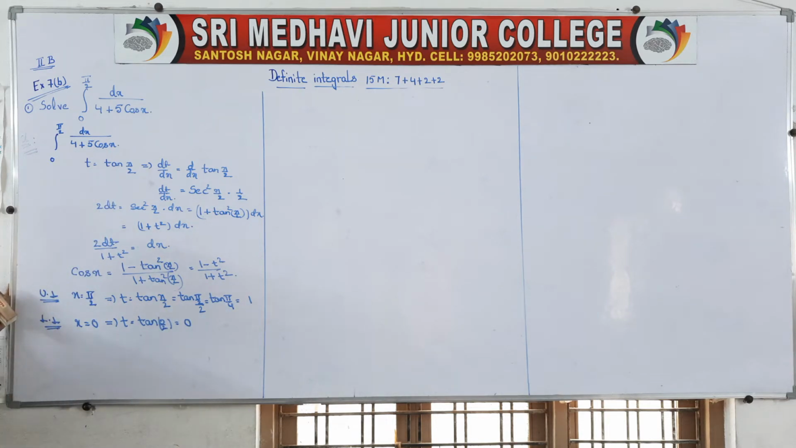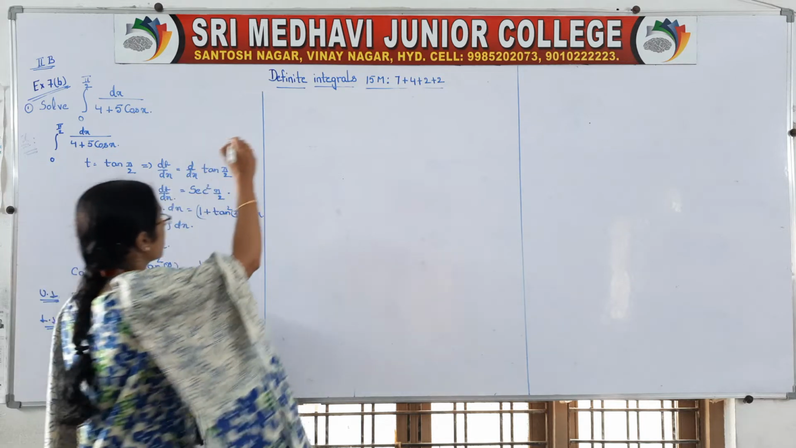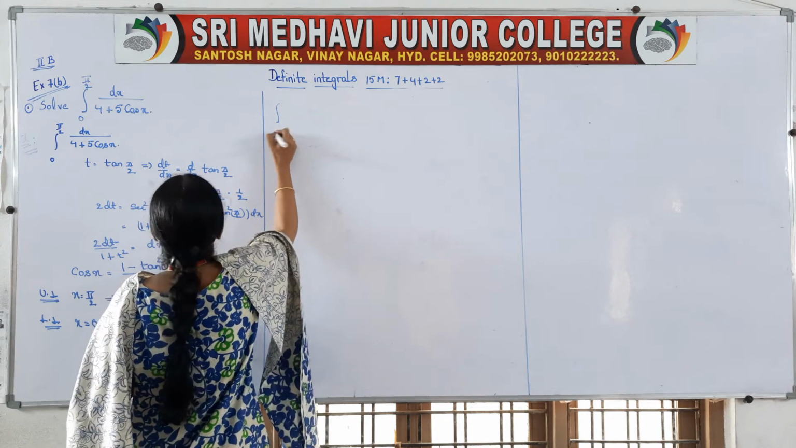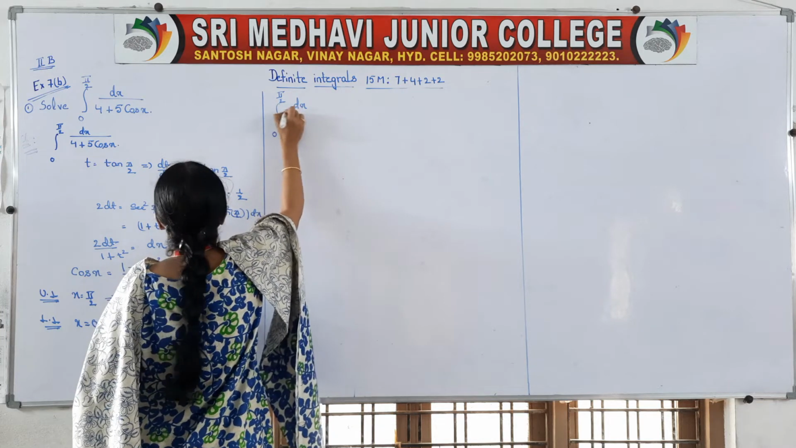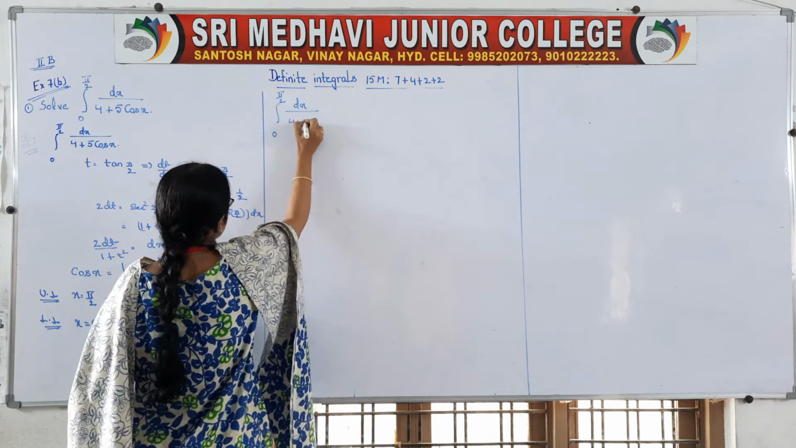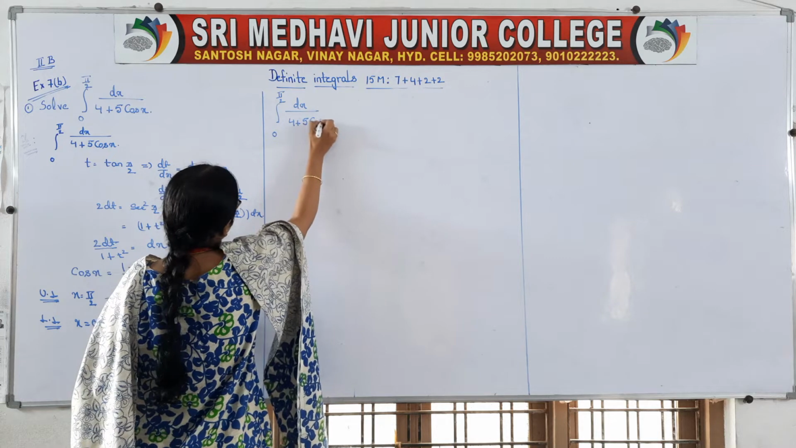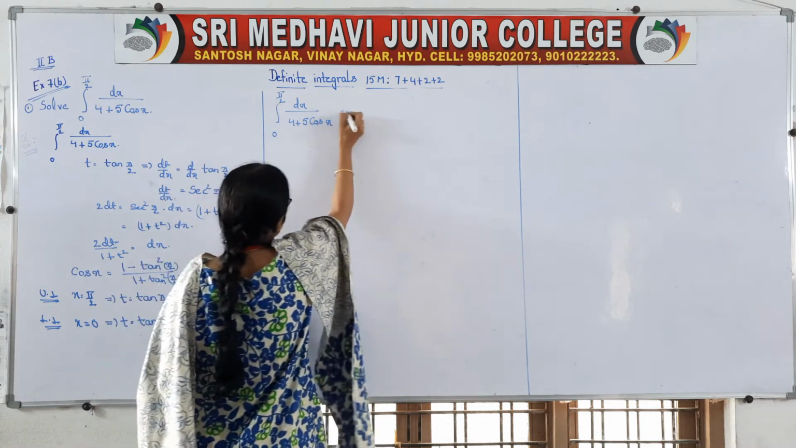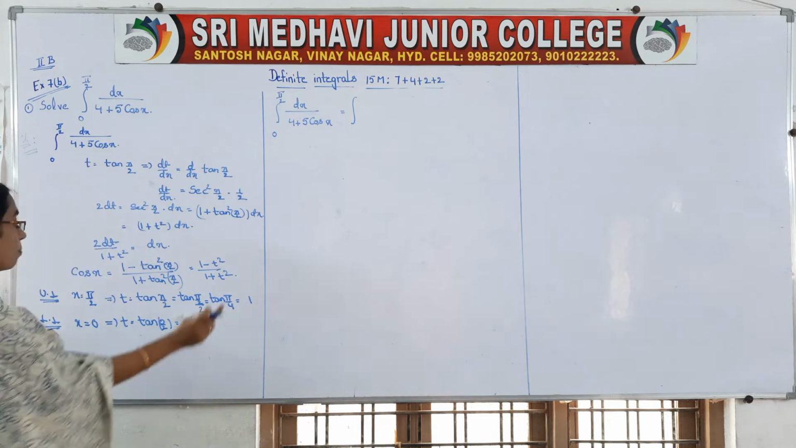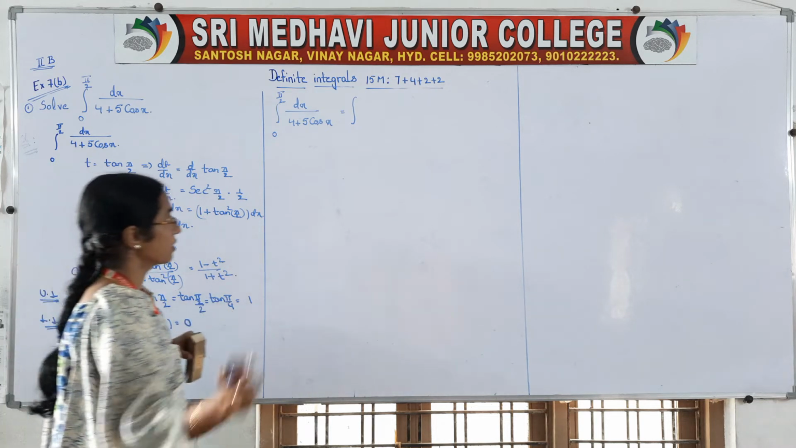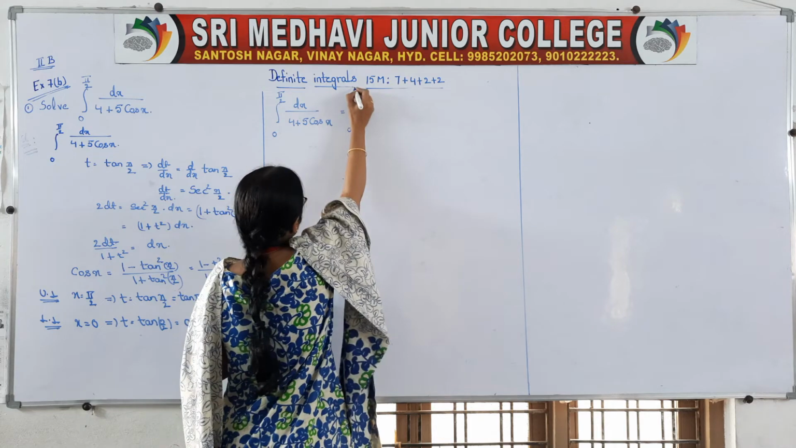Now take your question. The integral from 0 to pi by 2 of dx by 4 plus 5 cos x is equal to the integral with what limits? The upper limit is 1 and the lower limit is 0. So you take 0 to 1.